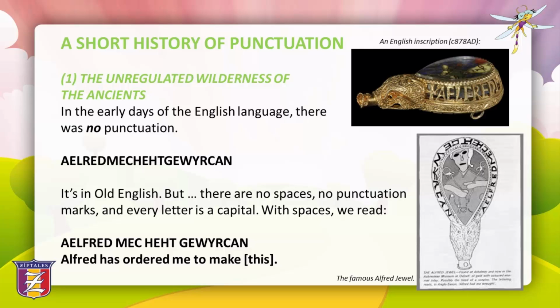A short history of punctuation. Number 1, the unregulated wilderness of the ancients. In the early days of the English language, some 1600 years ago, when speech and scripture was first being written down in Old English, there was no punctuation. Here is an English inscription from 878 AD. It's a simple sentence in Old English and relates to the famous jewel presented to King Alfred the Great. But something's wrong with the sentence.